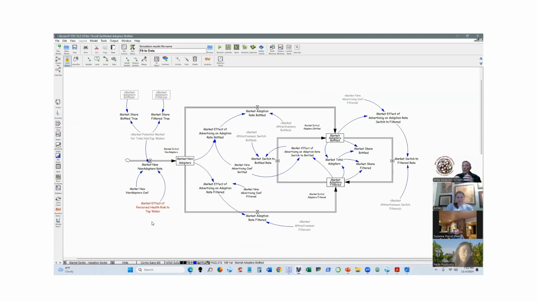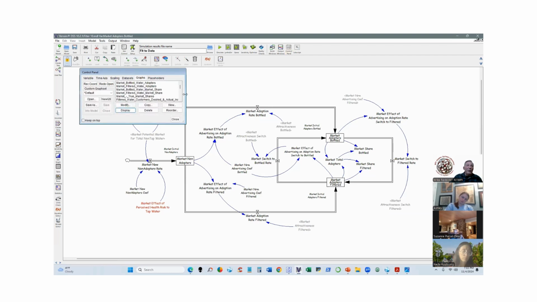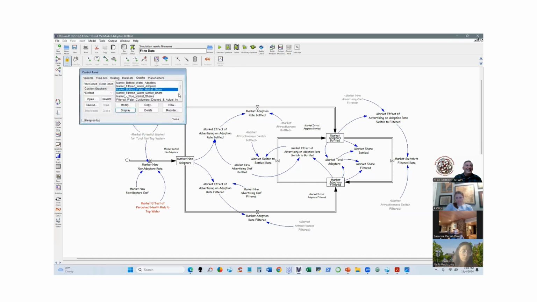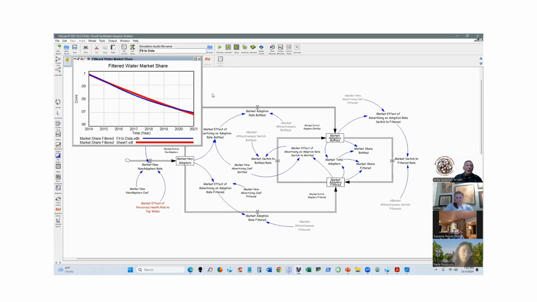And word of mouth and advertising. And we went from there. And we did have data. I don't know if I showed you this before. So you can see actual and simulated market share for bottled water. Bottled water is obviously winning big time. And here's filtered water. Wasn't as good of a fit, but it's still a pretty good fit.